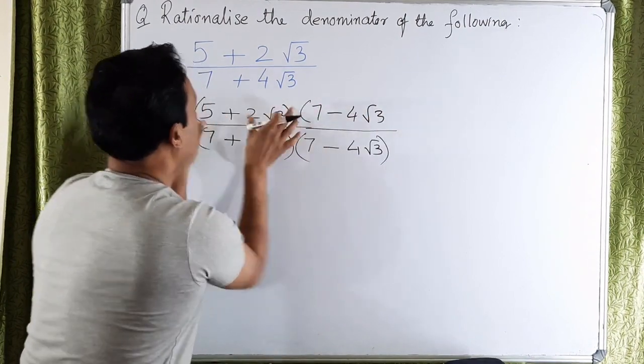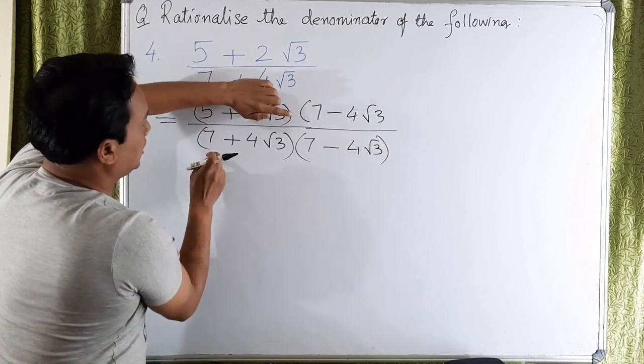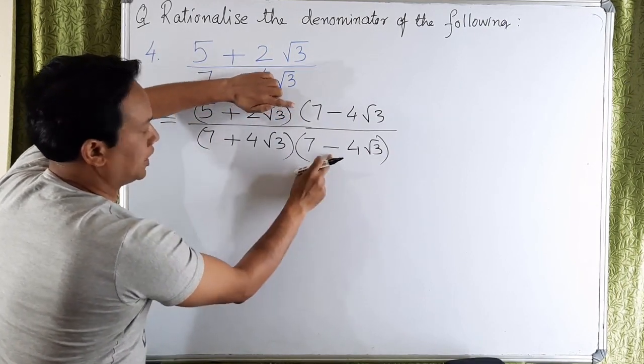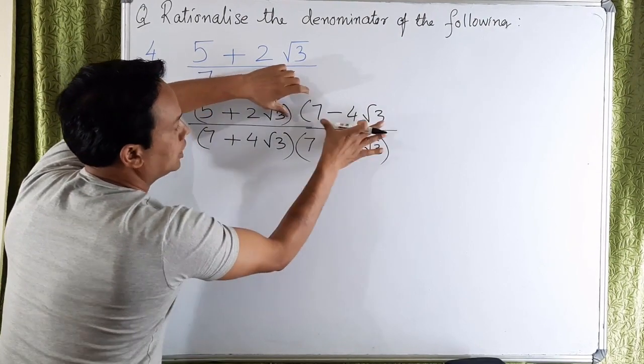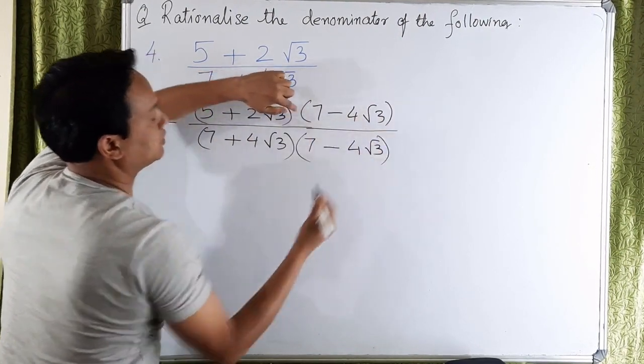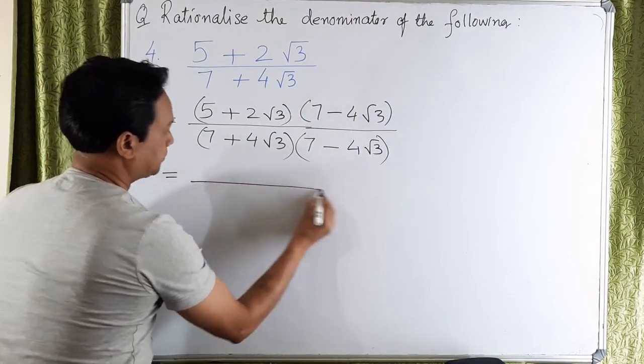Copy this one. Don't look here. You don't have to look at all here. Just start from the denominator, same numbers, just the opposite sign. And whatever you write here, I've written 7 minus 4 root 3. So in the numerator also you have to multiply by 7 minus 4 root 3. That's the first step. Then next step.